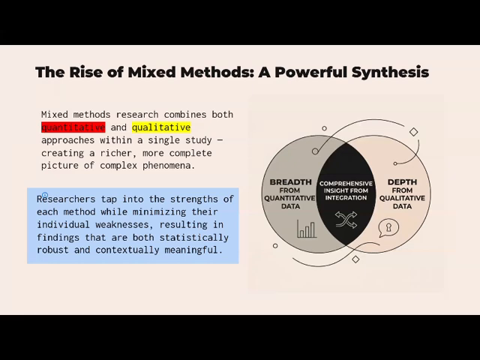That way, it will give you more confidence that your research is fantastic and reliable, especially when there is synergy between what you find out in your quantitative and in your qualitative, the output of the two, especially when they are in agreement. Now, I have here that researchers tap into the strengths of each method while minimizing their individual weaknesses, resulting in findings that are both statistically robust and contextually meaningful.